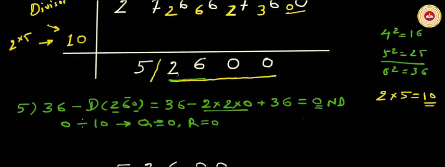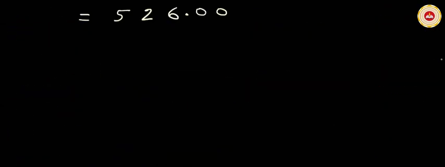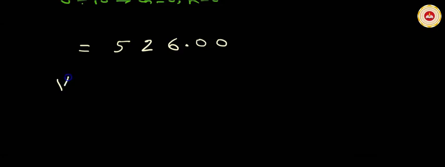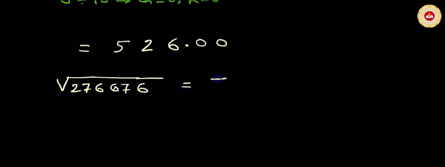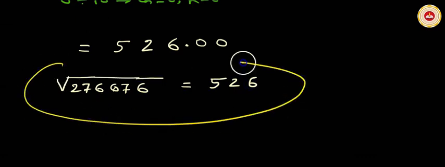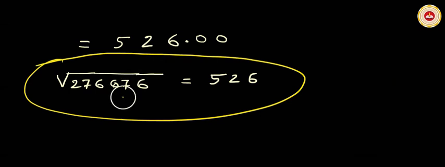It means that 276676, the square root of 276676 is equal to 526. Correct? This is our answer. In this way, the sutra dwandwayogah or duplex method or division method is used to evaluate square root of any given number. So let us solve next example.